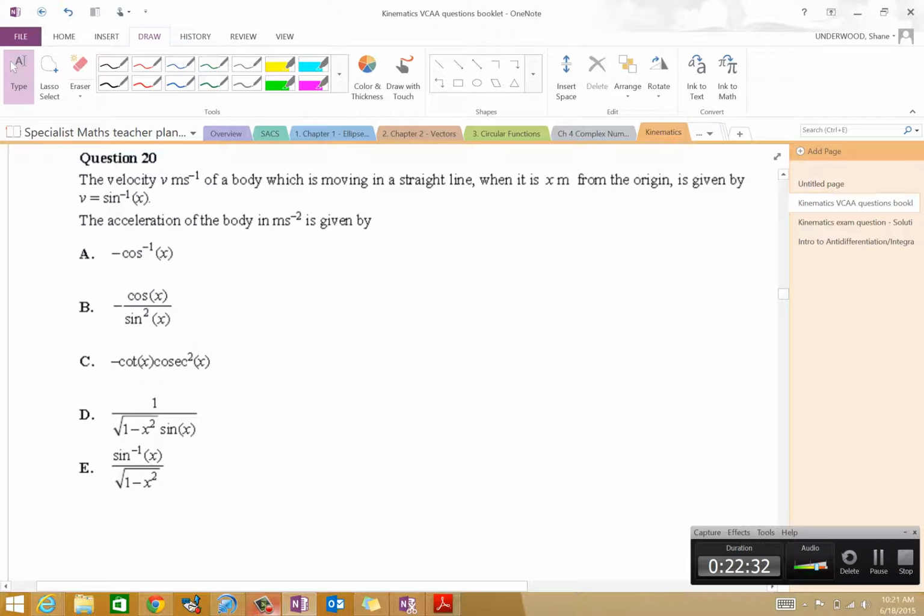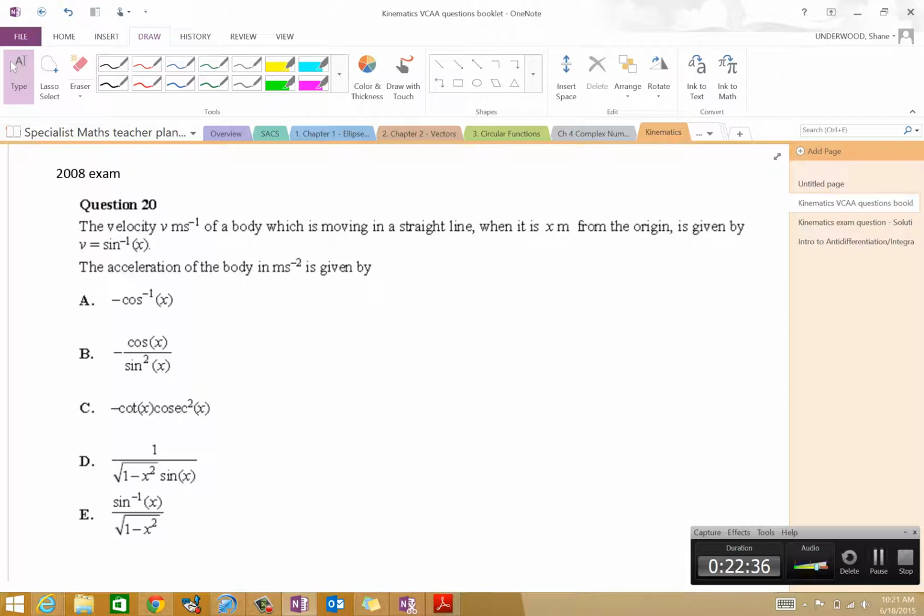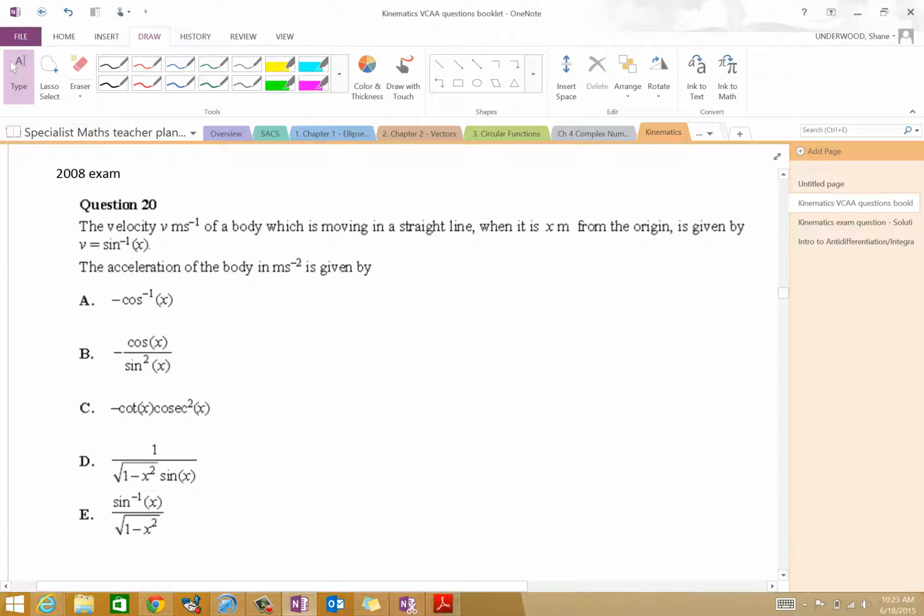This is a 2008 exam. Pausing, and this is the last question. I'm going to give you a minute and a half, just like I would in a multiple choice. Ready, set. All right. So I think you've learnt that I'm going to time it.